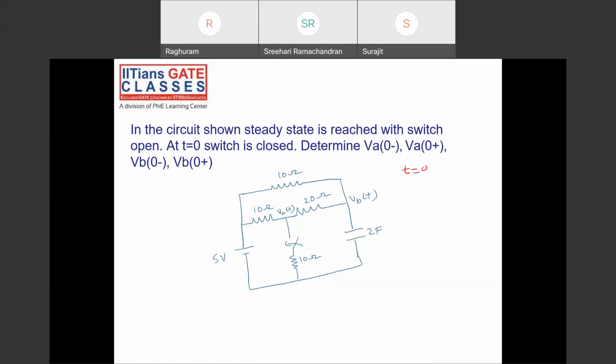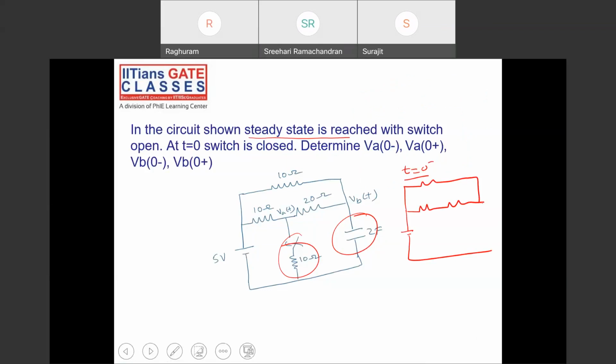At t equal to 0 minus, what happens? It's a steady state condition, so the capacitor will be open, and the switch is open. That means no voltage source. This is how the circuit is. This is important: VB of 0 and this is VA of 0.